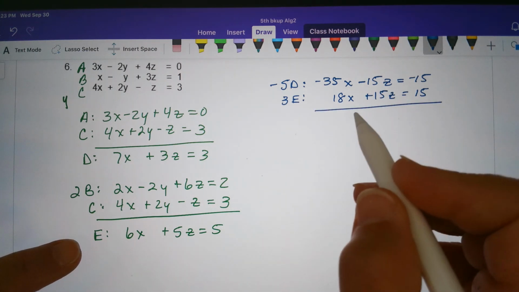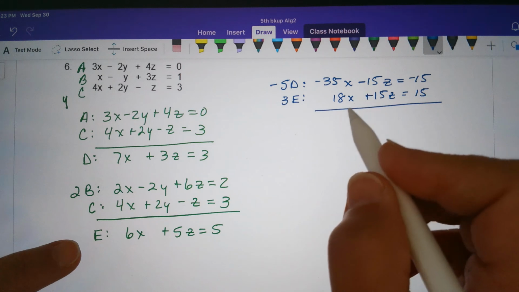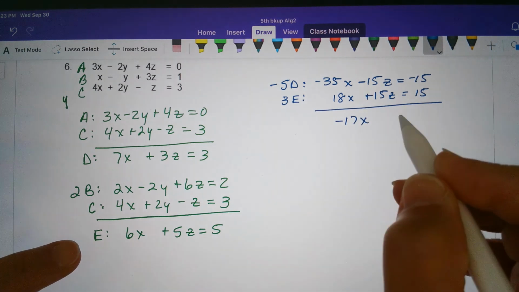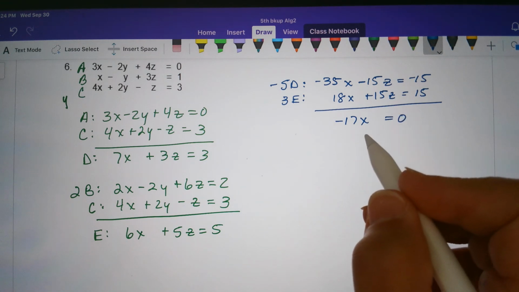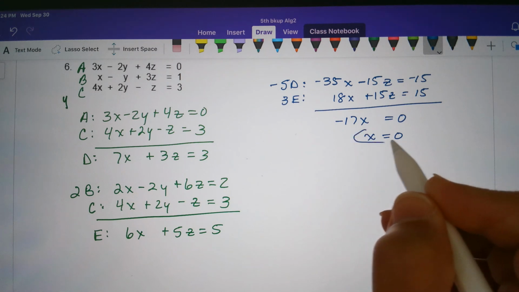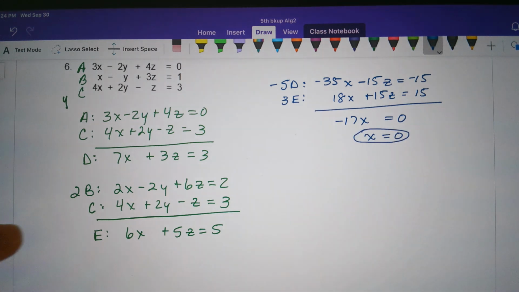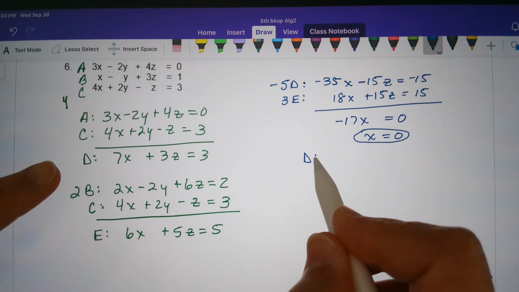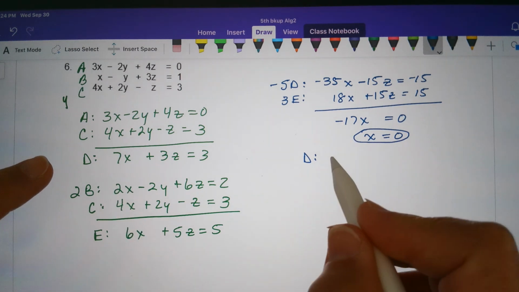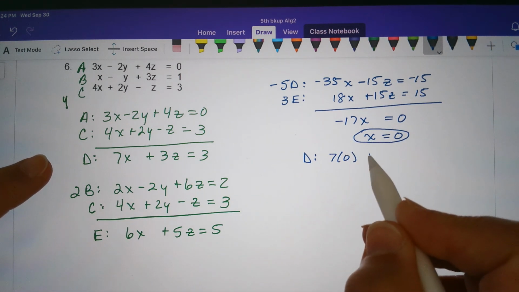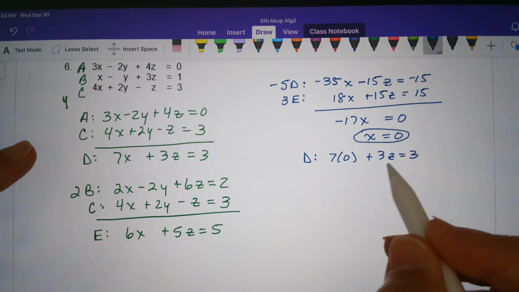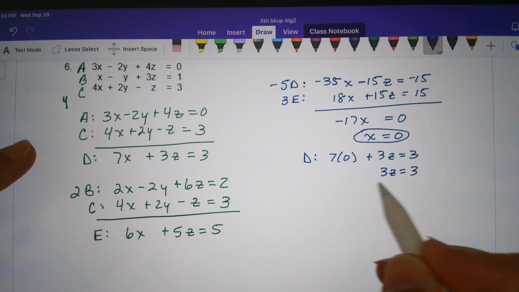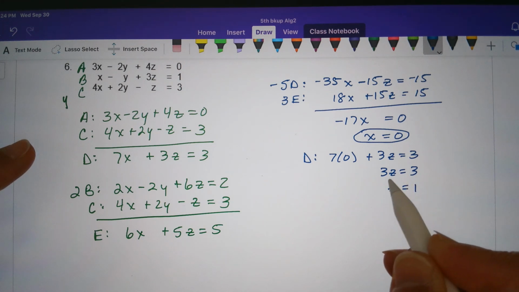Adding here, we get negative 17x with 0 equals 0. All right, divide by negative 17 and x equals 0. So x equals 0. Now we go back to D or E. I'll go back to D and put 0 in for x. 7 times 0 plus 3z equals 3. That's 0 plus 3z. So 3z equals 3. Divide by 3, z equals 1.